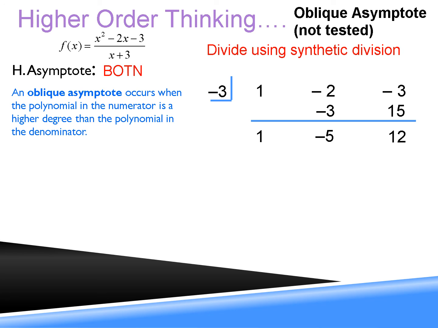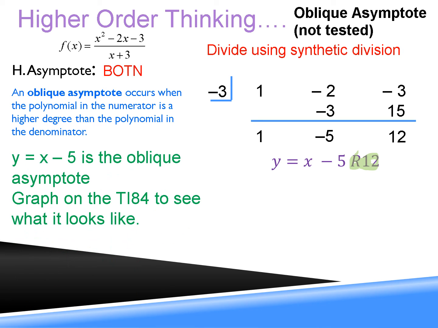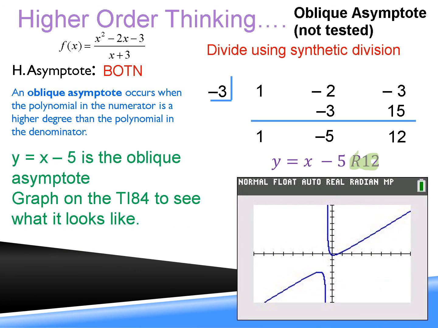So remember, synthetic division knocks it down by 1 degree, so that means it would be x minus 5, remainder 12. But remember, we really say 12 over x plus 3. But anyways, when we're talking about the oblique asymptote, we kind of ignore the remainder, and that becomes the equation of our oblique asymptote. And if you were to graph it, this is what your graph would look like. So you can tell there's the asymptote right there.